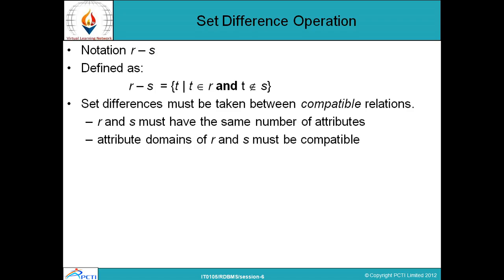Next, we apply the set difference operation. The set difference is denoted by the minus symbol. The result is finding tuples that are in one relation but are not in another. So the expression R minus S results in a relation containing those tuples in R but not in S. The set difference must be taken between compatible relations: R and S must have the same number of attributes, and the attribute domains of R and S must be compatible.